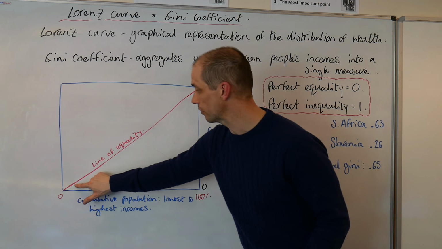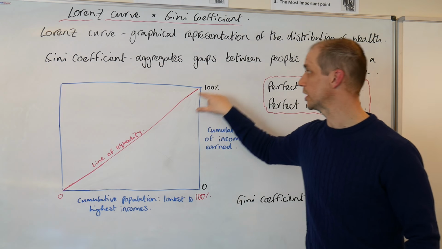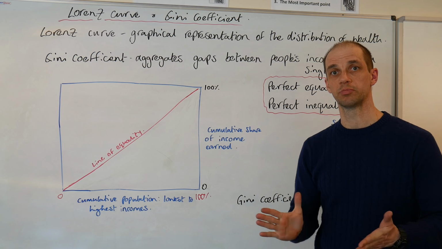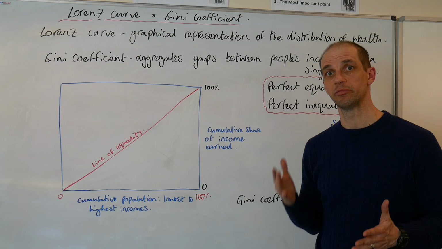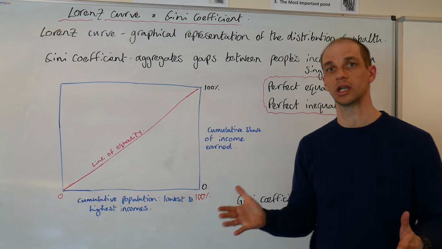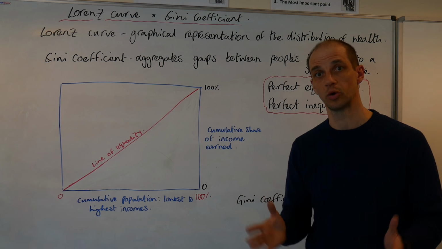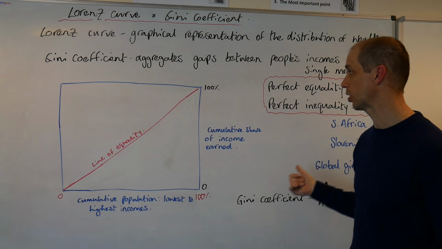Now you can see that I've also represented this line running at 45 degrees across this box, representing the line of perfect equality. If you were on this line as an economy, everyone in your society would earn as much as everyone else. So you would have perfect equality.